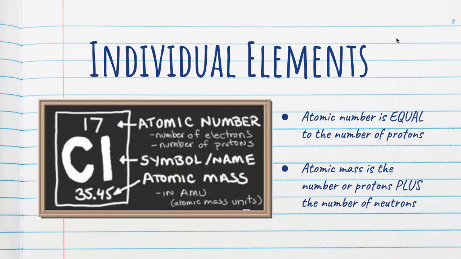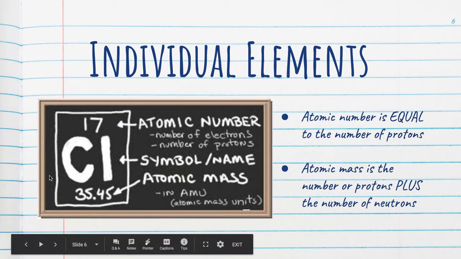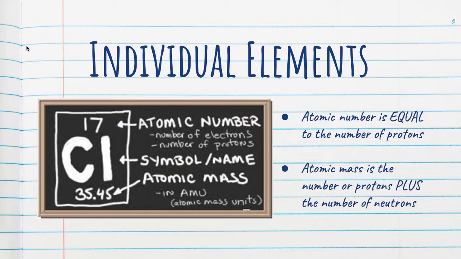It also is going to have the atomic number, and generally that's on the top or the top corner. That is the number of protons, and again, that's how our table is arranged. And then usually at the bottom you'll see the atomic mass, and that is in AMUs or atomic mass units. The atomic mass can be found by adding together the number of protons and the number of neutrons.